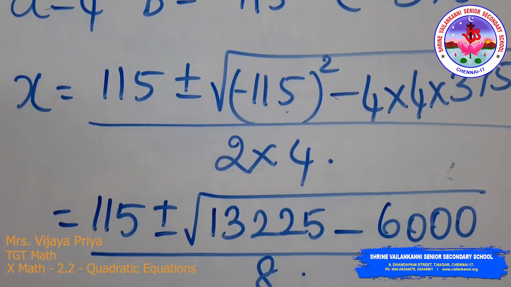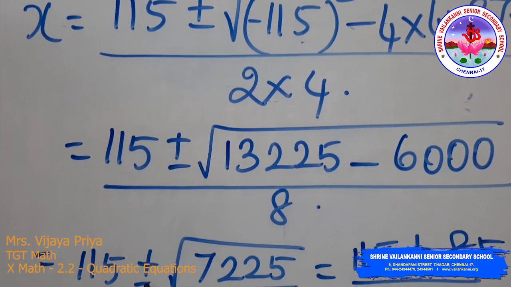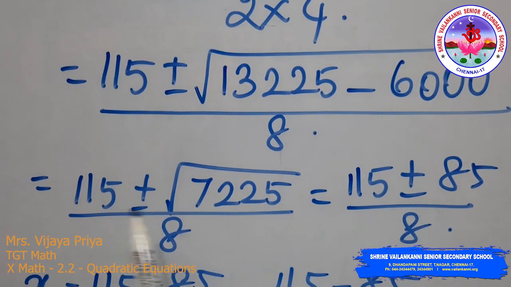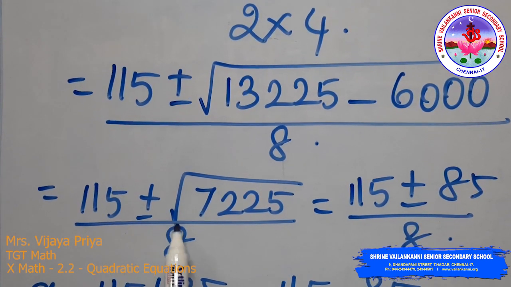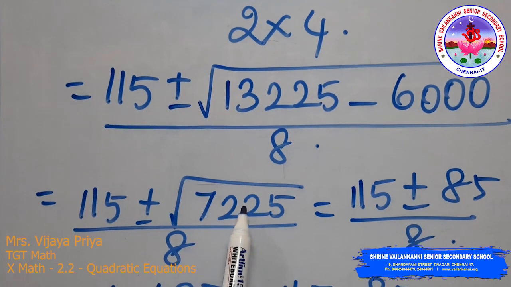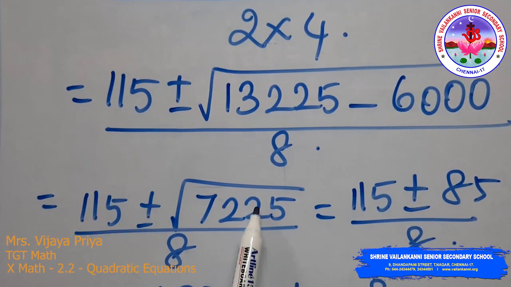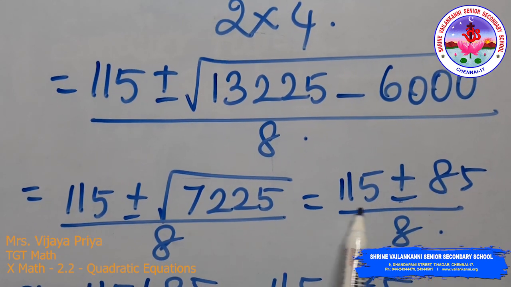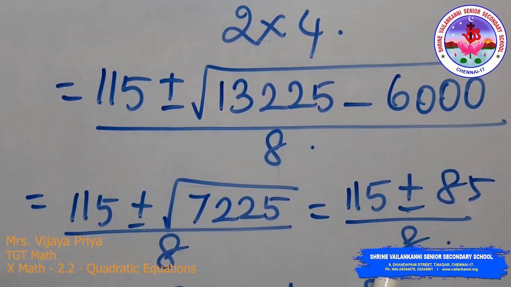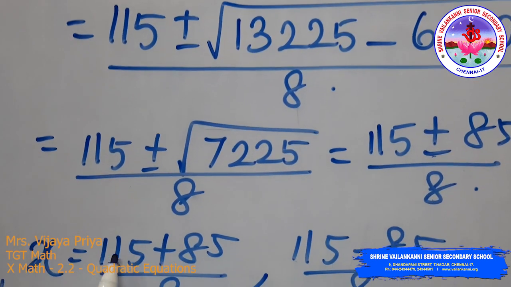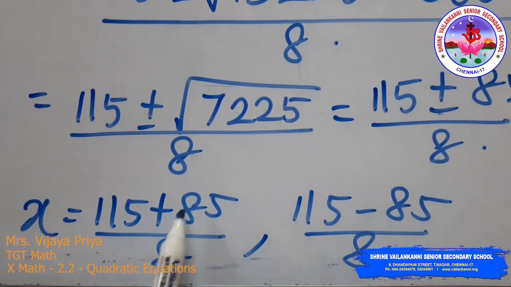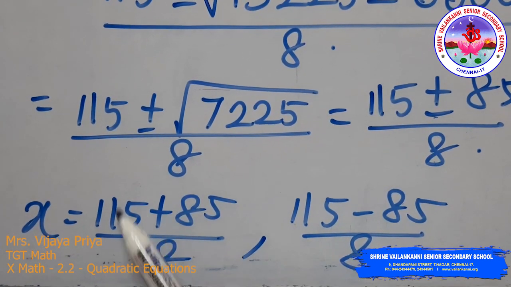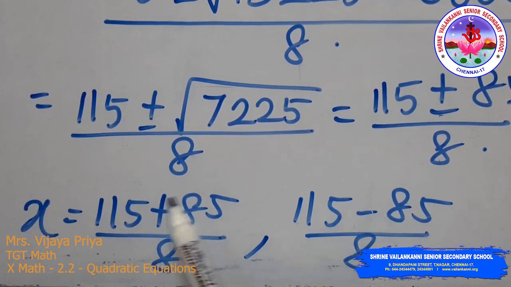I will get the answer as 115 plus or minus square root of 7225 divided by 8. So where my square root of 7225 I got as 85. So 115 plus or minus 85 divided by 8. So I got two values for x, as first value is 115 plus 85 by 8, 115 minus 85 by 8. Further, if you simplify, you will get two values for x.